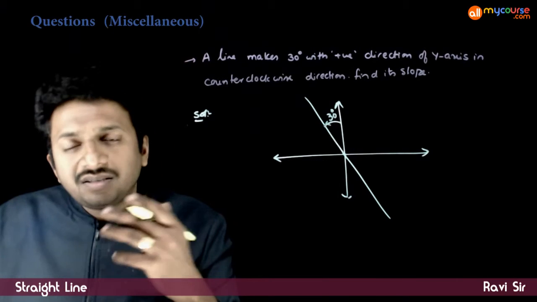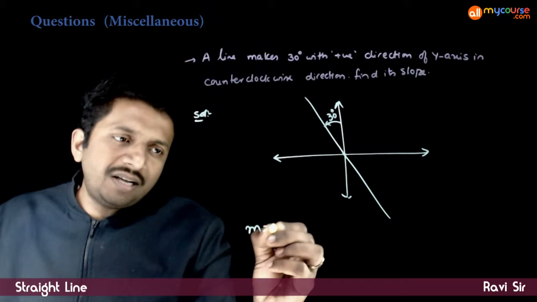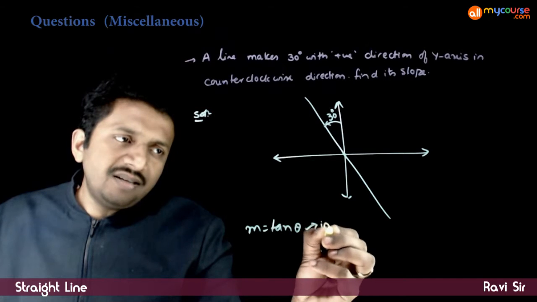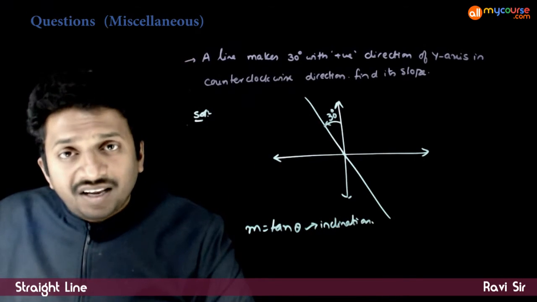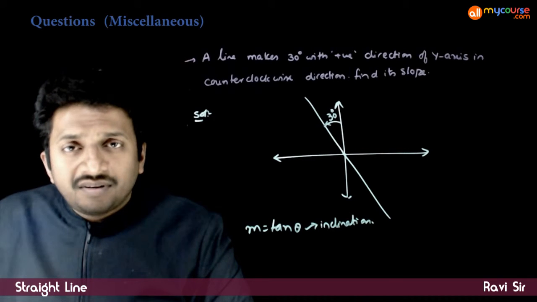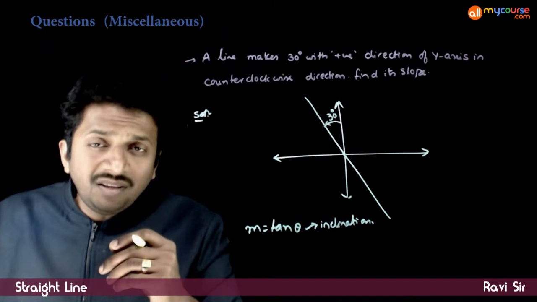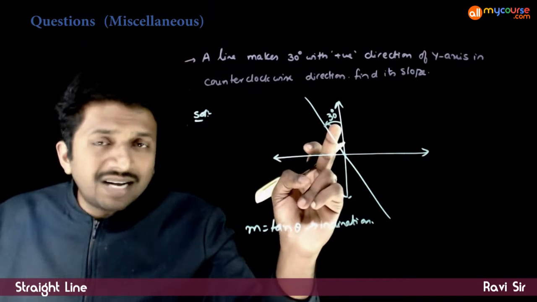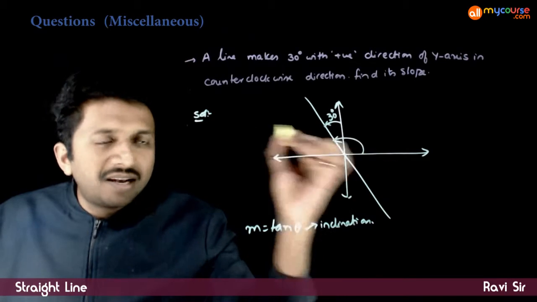Now you're asked to find the slope of this line. So the slope of the line is nothing but tan theta, where theta is the inclination of the line, right? Now what is inclination? Inclination is the angle made by the line with the positive direction of x-axis. So this 30 degrees is not the inclination. The inclination is nothing but this angle.